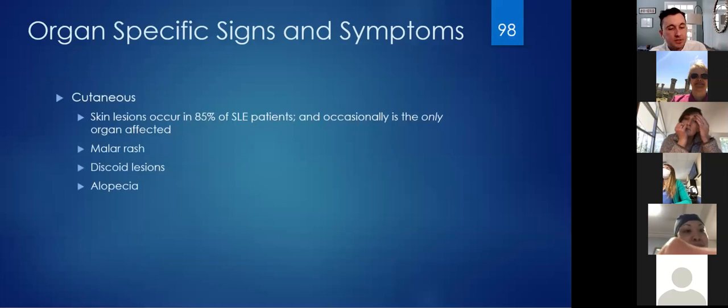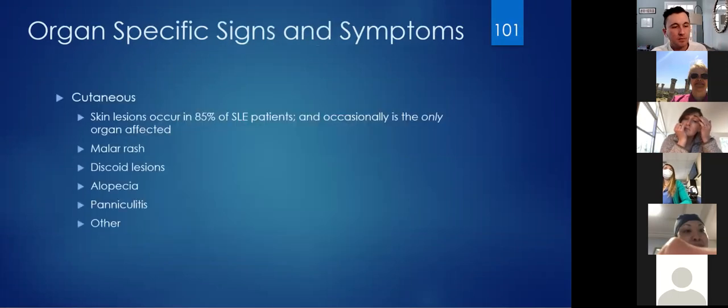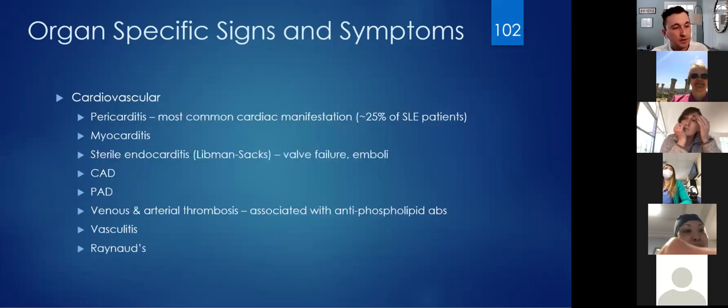Lupus, of course, can also cause alopecia, which I don't need to show you a picture of, and panniculitis. Panniculitis is a very painful condition in which you have these erythematous subcutaneous nodules, usually on the extremities, but I've seen it on the abdomen too. A lot of different diseases and infections can do this, but this is one of the more common ways that lupus can affect the skin. And then others, so really any other skin condition lupus can do.